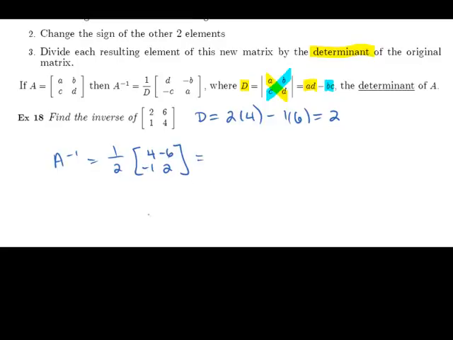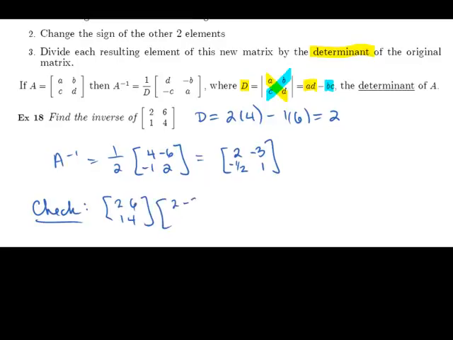Last thing here, let's just distribute this. We are going to distribute the 1/2 to everything inside. So half of 4 is 2, half of -6 is -3, half of -1 is -1/2, and half of 2 is 1. So this is our inverse. We can check to make sure that this works. We multiply 2, 6, 1, 4 by our new inverse, 2, -3, -1/2, 1.